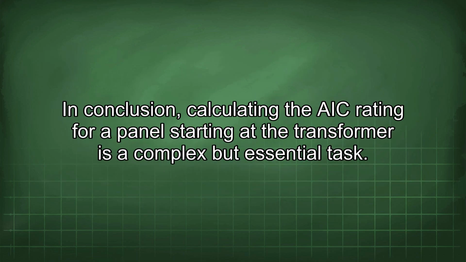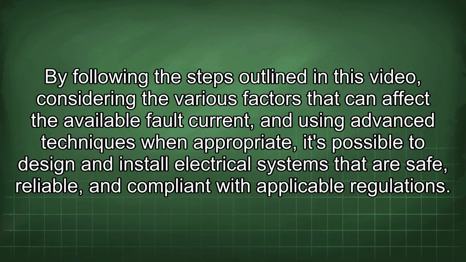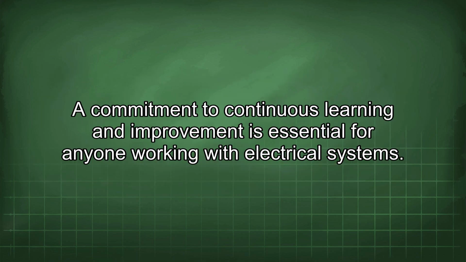In conclusion, calculating the AIC rating for a panel starting at the transformer is a complex but essential task. By following the steps outlined in this video, considering the various factors that can affect the available fault current, and using advanced techniques when appropriate, it's possible to design and install electrical systems that are safe, reliable, and compliant with applicable regulations. A commitment to continuous learning and improvement is essential for anyone working with electrical systems.